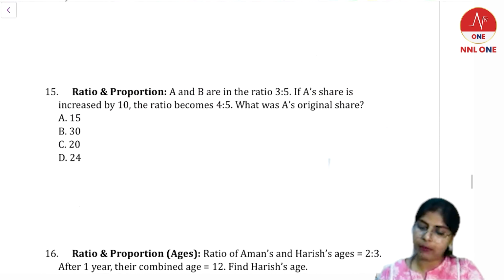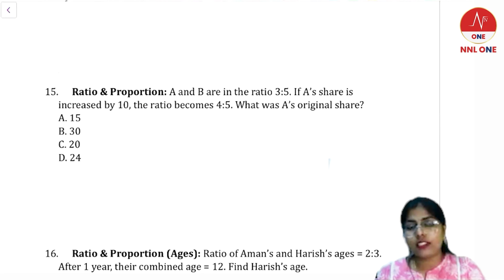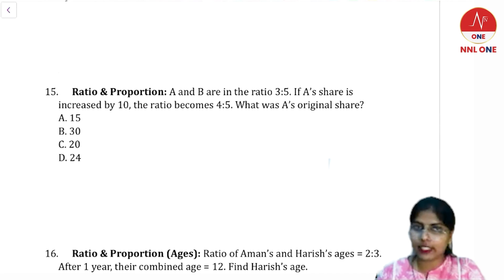Then A and B are in the ratio 3 is to 5. If A's share is increased by 10, the ratio becomes 4 is to 5. What was A's original share? Always keep in mind what the question asks. If the question is asked in terms of the ratio, you can take it in the form of a ratio and solve the problem. But if it is asked in numbers, like what is A's share, or what is the amount received by A, you have to put a variable x in the ratio. You have to find the value of x and then solve it.